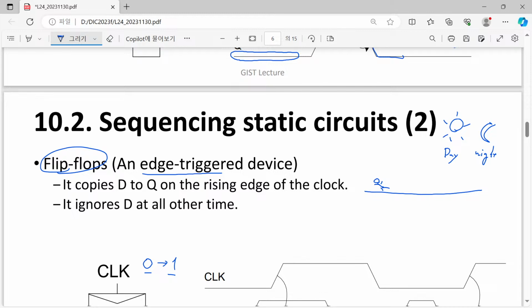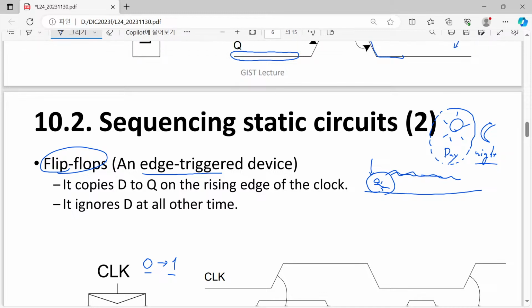So in the case of latches, it's like this. He or she just wakes up and hangs around when the sun is in the sky, so only in the daytime, and at night just rests and does nothing. This is kind of the action of a latch.